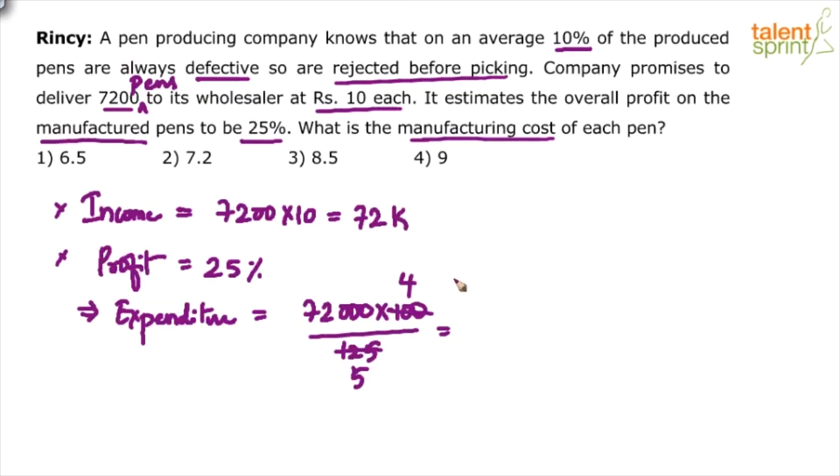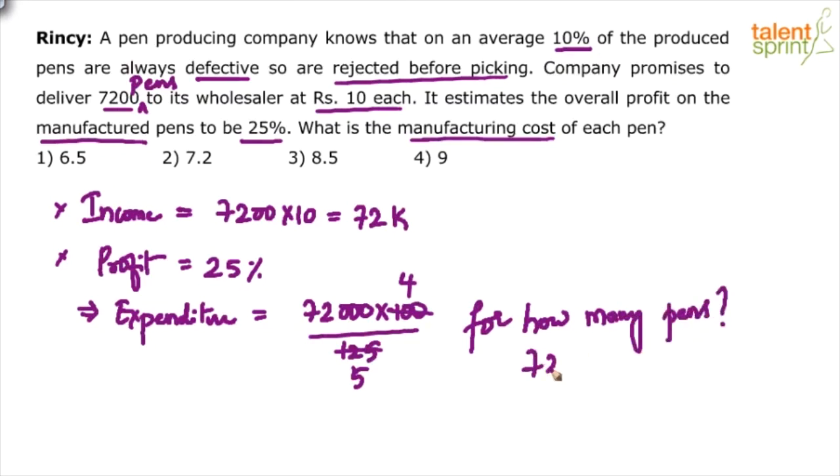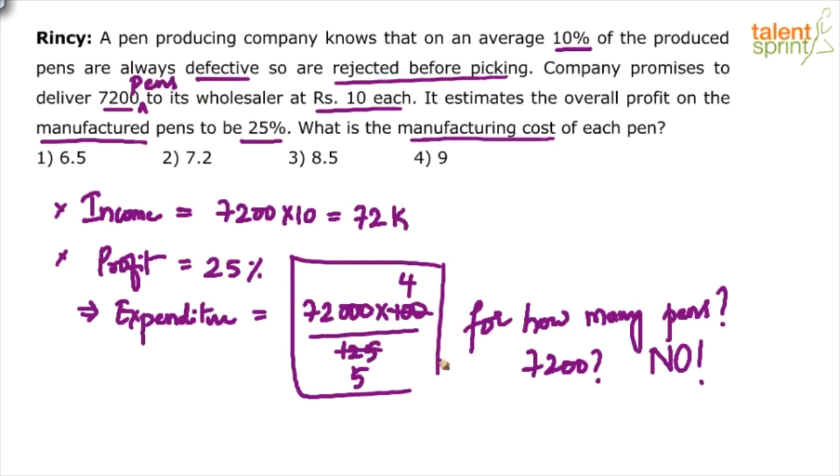Or whatever. Let's keep it like this. I'm sure there is more calculation. So basically, the expenditure of the company is 72,000 into 4 by 5. This is the total cost. For how many pens? Is it 7,200 pens? Answer is no. This is not the cost for 7,200 pens.